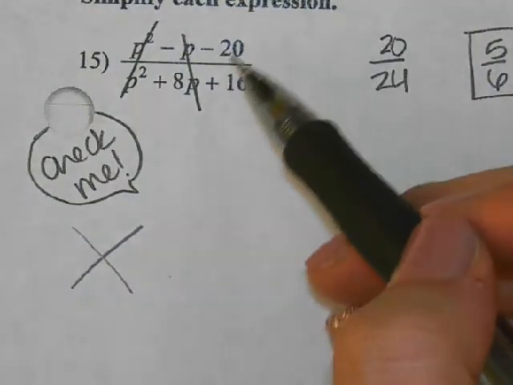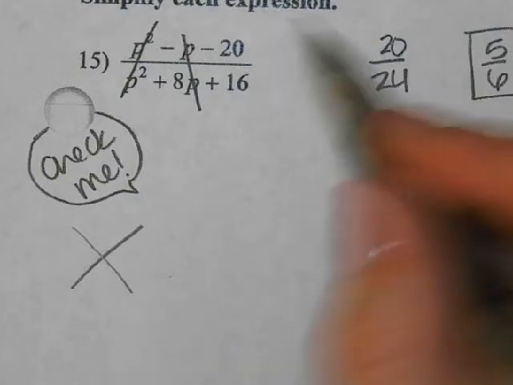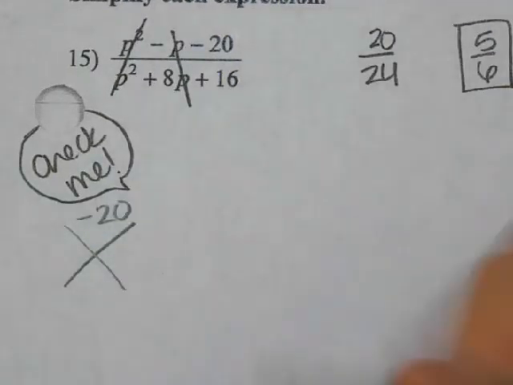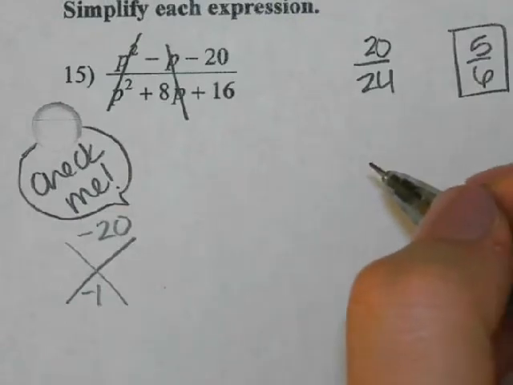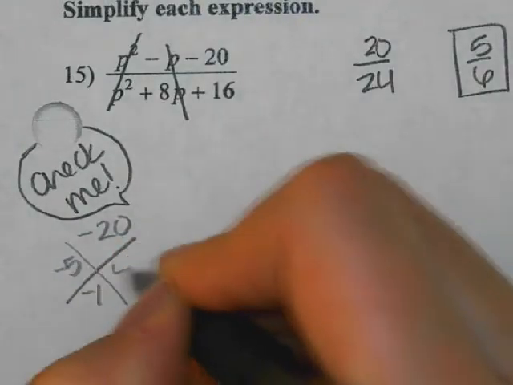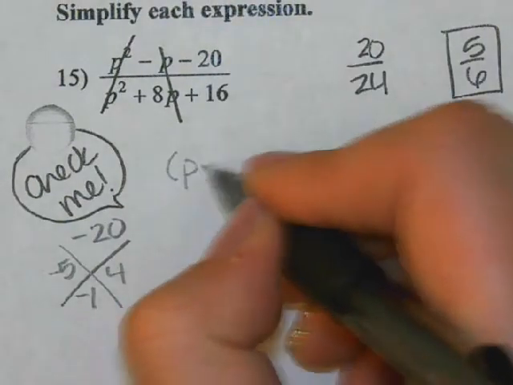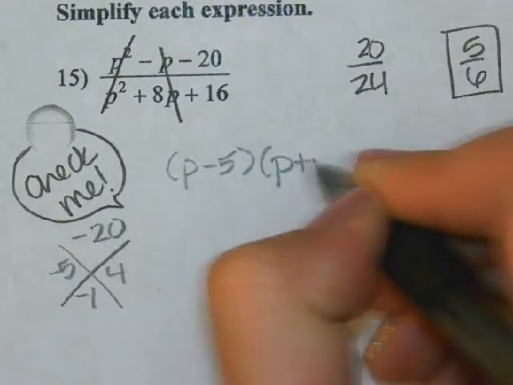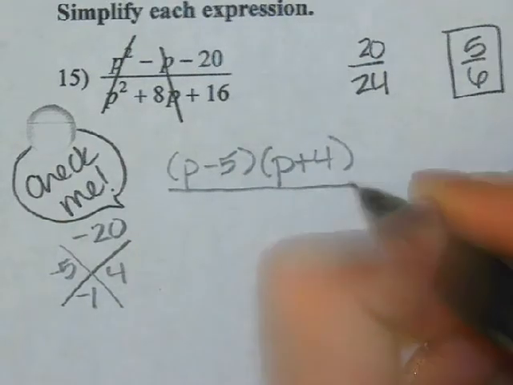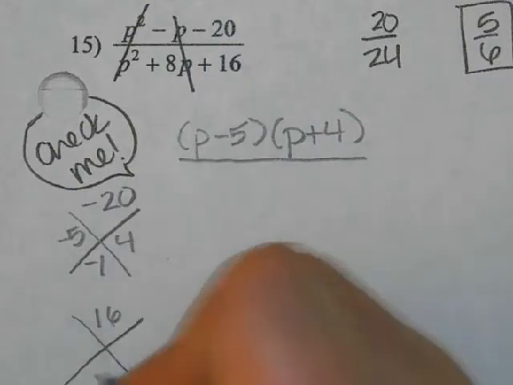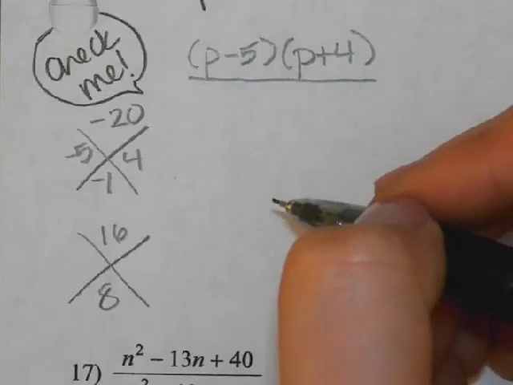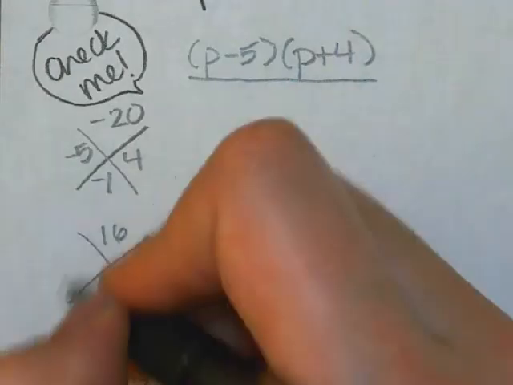So for the top, we're going to say what multiplies to negative 20, but adds to -1. Negative 5 and 4. Okay, so we've got P minus 5 and P plus 4. How do we factor the bottom? 16. So what multiplies to 16 but adds to 8? 4 and 4.